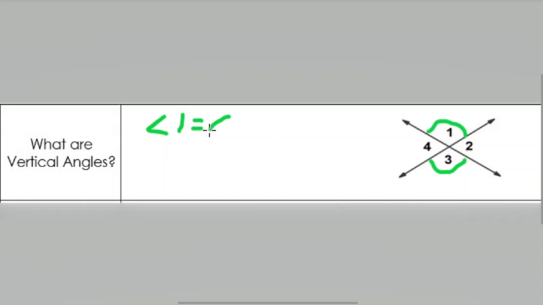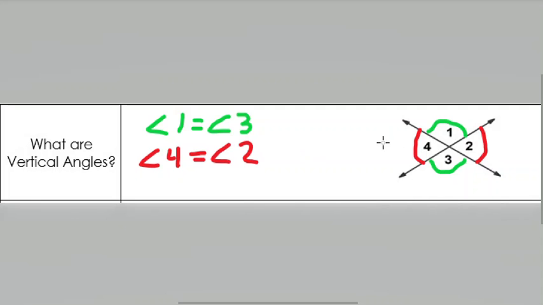The other thing about vertical angles is when they're across from each other, they're the same measure. So angle 1 and angle 3 are the same degrees. Also we have another pair of vertical angles. We have angle 4 and angle 2. Angle 4 is vertical to angle 2, and they're the same measure.